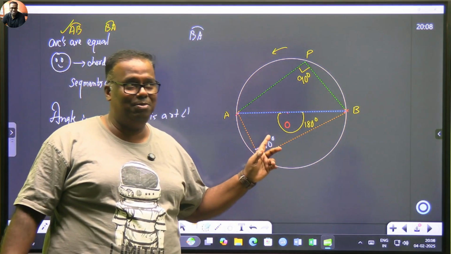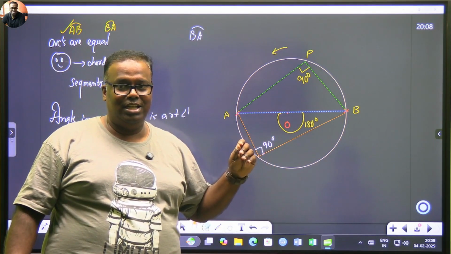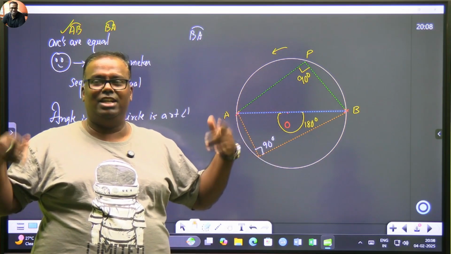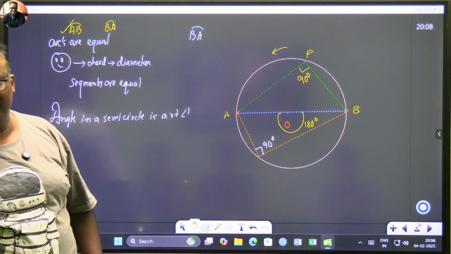The third one still remains. The last one we will see is if you are taking a major arc, that is where children get a little bit confused. Let's take the major arc one.